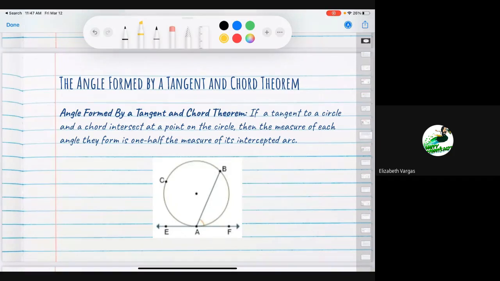This theorem states, if a tangent to a circle and a chord intersect at a point on the circle, then the measure of each angle that is formed is 1/2 the measure of its inscribed arc. So, just a reminder, our tangent runs outside of the circle. So this is our tangent. And it meets the circle at a point of tangency, right? We saw this in our last lesson.